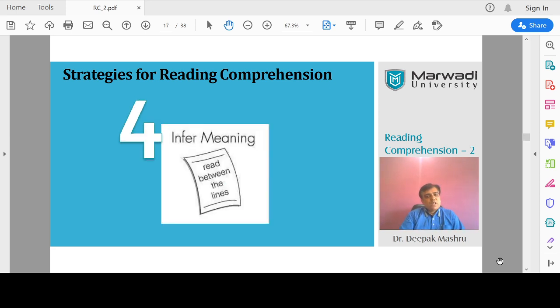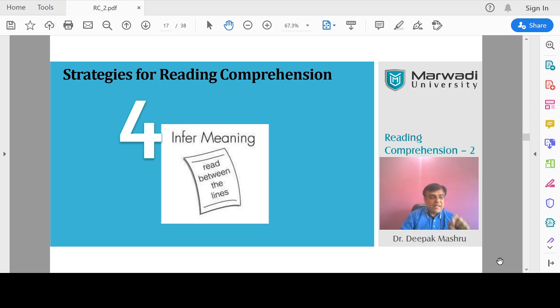Now, strategy number 4 talks about inferring meaning. Inferring meaning is reading between the lines, right? You must have seen that there are certain times when your father talks to your mom, and whatever is said is understood by your mom, and whatever is not said by your dad is also understood by your mom. It goes in reverse too. When your mom looks at your dad, your dad understands. Why? Because they understand between the lines.